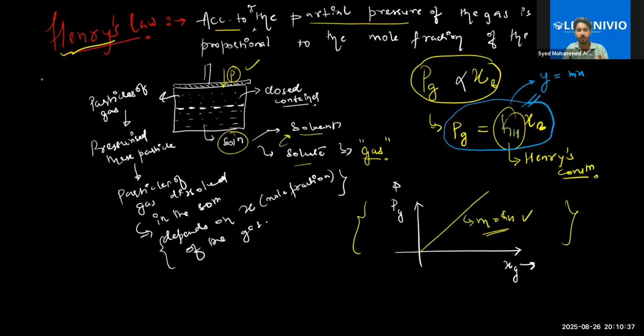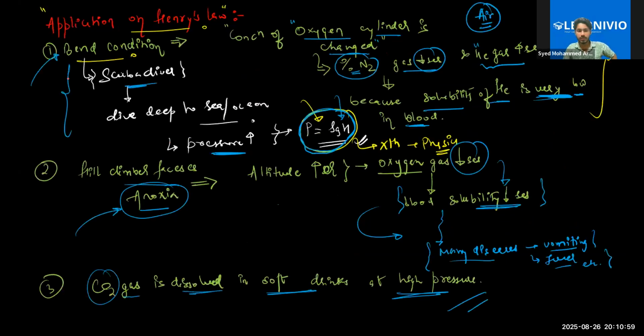Now the next one would be my Henry's law. Very important. The partial pressure is directly proportional to the pressure that we have applied. The partial pressure is directly proportional to the mole fraction in my liquid solution. Fine. And this is my formula, and this is my Henry's constant. This is my graph.